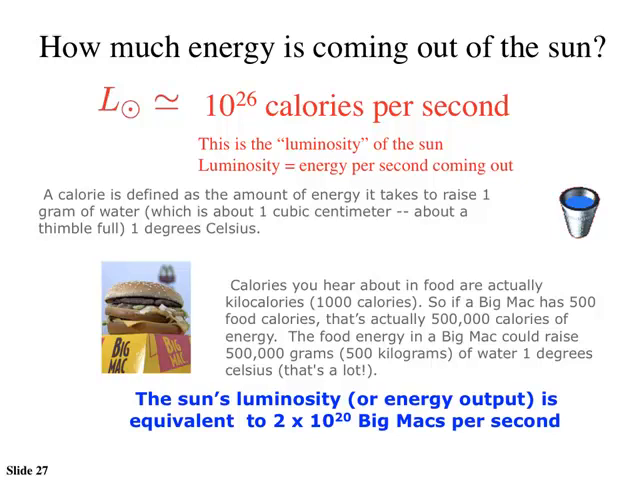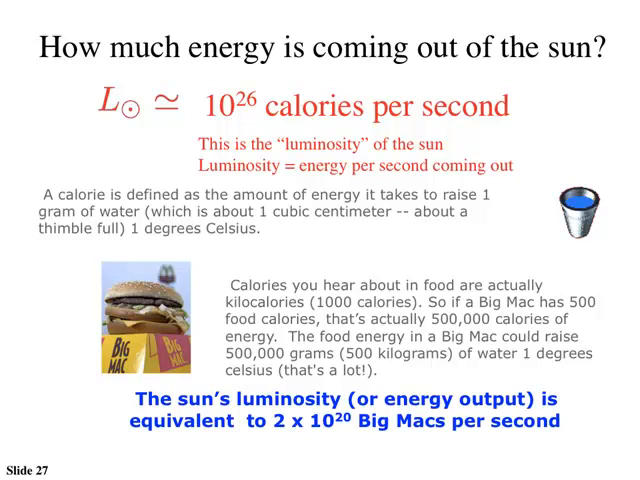A calorie is how much energy it takes to heat something. Now, the calories we hear about in food, it turns out, is not the technical calorie. The calories you hear about in food are, unfortunately, 1,000 times a calorie. So something has 1 calorie, it actually has 1,000 times the capacity to heat 1 gram of water 1 degree Celsius. So if you put this all together, a Big Mac has 500 food calories. So that's actually 500,000 physics calories. So the food energy in a Big Mac, for example, could raise 500,000 grams of water 1 degree Celsius. That's pretty good. That's a lot of energy.